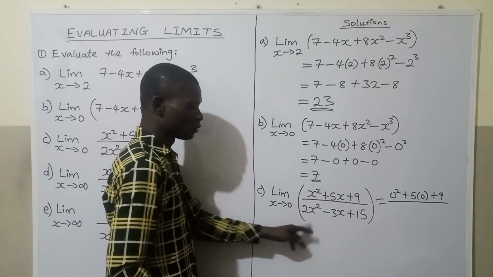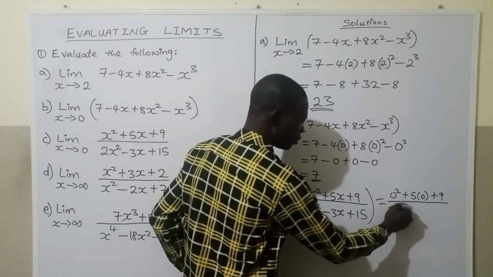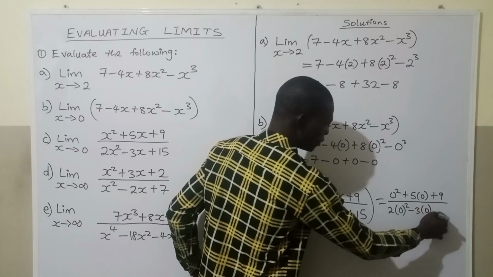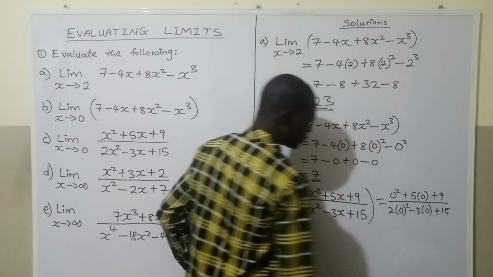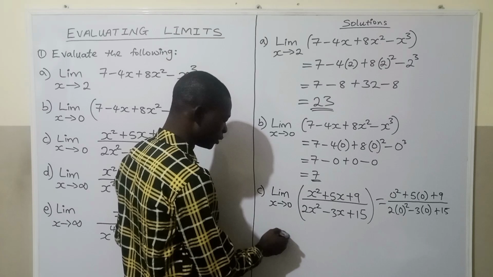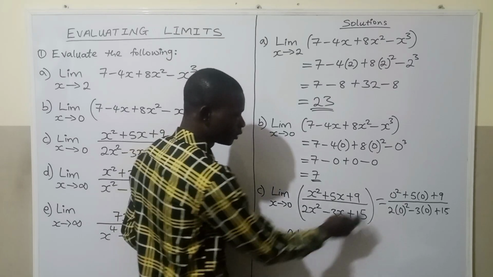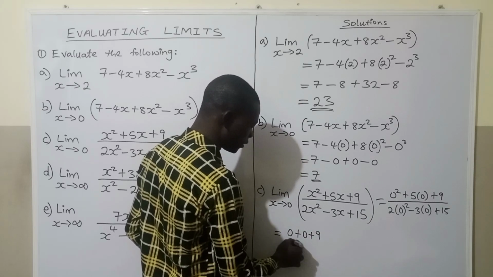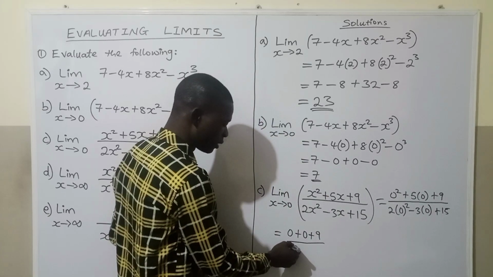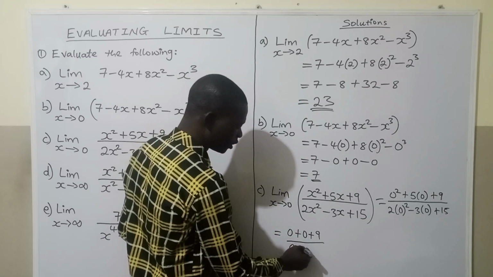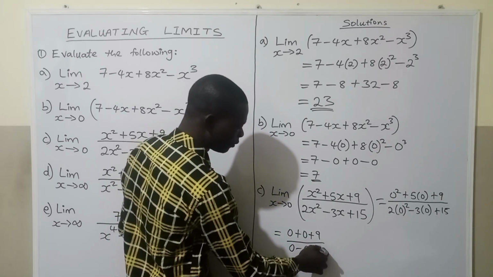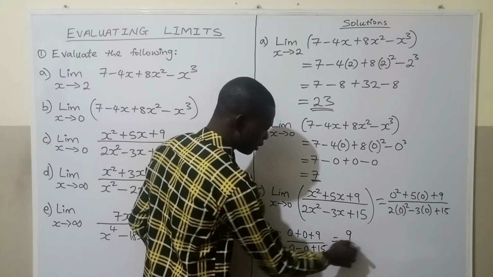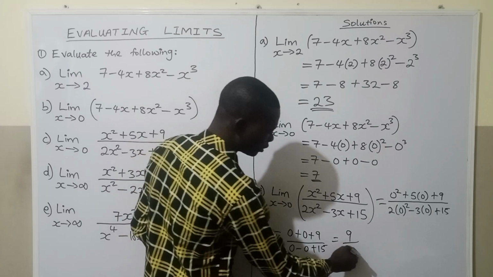In the place of 2x squared, we'll be having 2 multiplying 0 squared, and then minus 3 multiplying 0, and then plus 15. Okay, so 0 squared is going to be 0. That implies 0, and then plus 5 multiplied by 0 is also 0, and then plus 9 as we have it, over 2 multiplied by 0 squared, that's still going to be 0, minus 3 multiplied by 0, that's also 0, and then plus 15. So eventually 0 plus 0 plus 9, that's going to be 9, and then 0 minus 0, 0 plus 15 is also going to be what?